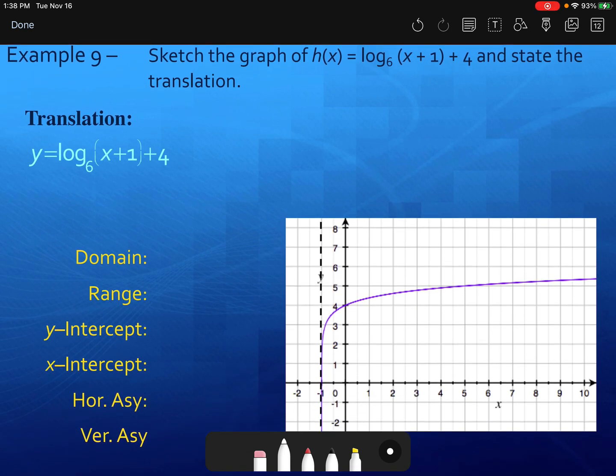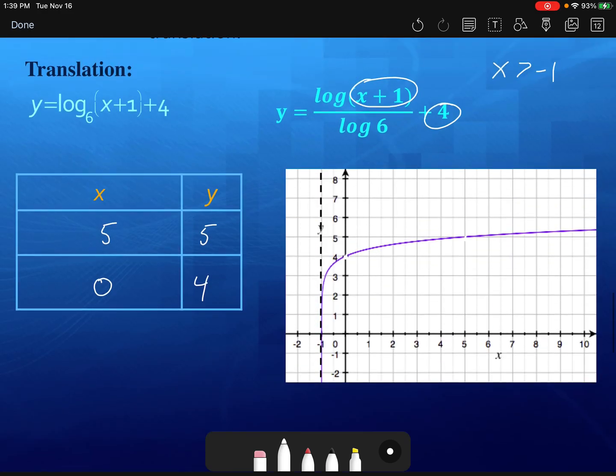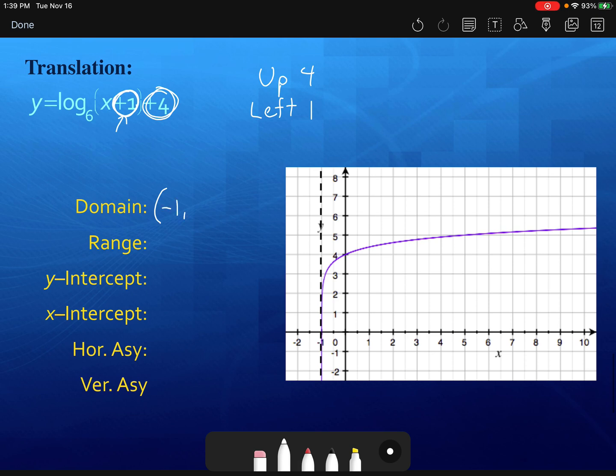Now let's state the translation. So this is going to be up 4 and left 1 because of this. That tells us left. This tells us up because it's inside with the x, so we do the opposite. Okay, well the domain then is affected by, we already did it up here, x greater than -1. So -1 to infinity. The range, as always, is all real numbers. The y-intercept we determined was 0, 4.